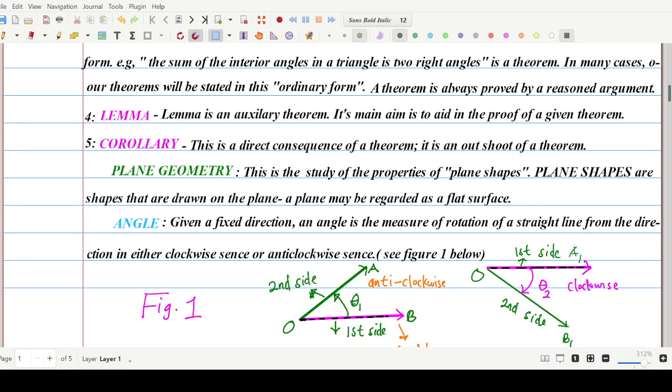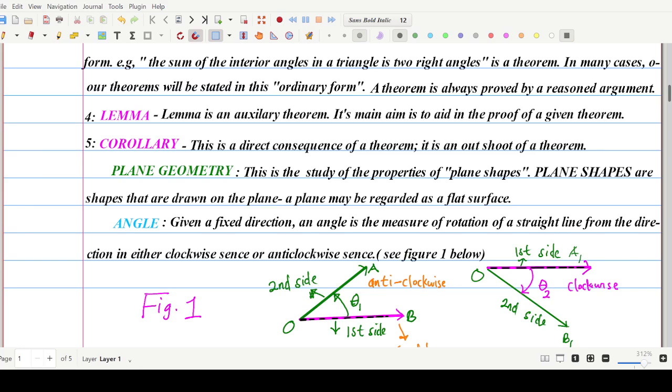All right. Now, plane shapes are shapes that are drawn on the plane. I said that before. A plane may be regarded as a flat surface. Now, let's look at the angle. What is an angle? Given a fixed direction, that is, a fixed line, an angle is the measure of rotation of a straight line from the direction in either clockwise sense or anti-clockwise sense.